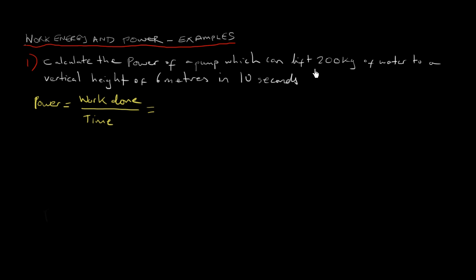So if we lift 200 kilograms 6 meters, then our delta potential energy, divided by the 10 seconds, which is the time it takes, would be mgh, which is 200 times 9.8 for the gravitational acceleration, mg, and h is 6 meters. All of that divided by 10, that would be the amount of potential energy gained by the water because of the work done by the pump.